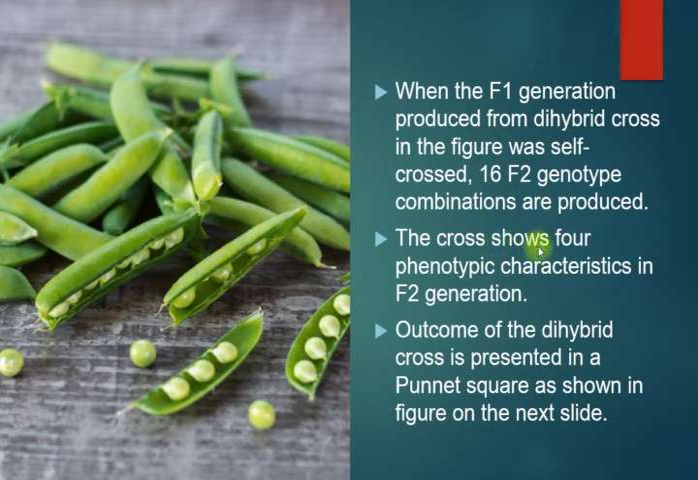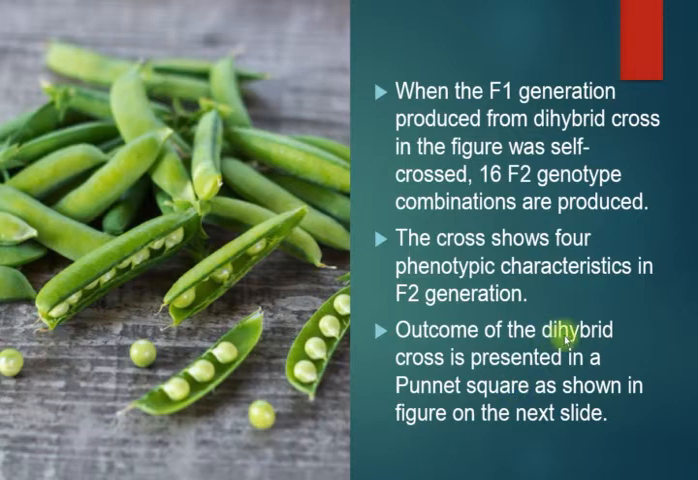The cross shows four phenotypic characteristics in the F2 generation. I repeat, the cross shows four phenotypic characteristics in the F2 generation. So it's different from the F1 generation. In the F1 generation, it only shows two phenotypic characteristics, but in the F2 generation, it shows four. And the outcome of the dihybrid cross is represented in a Punnett square.